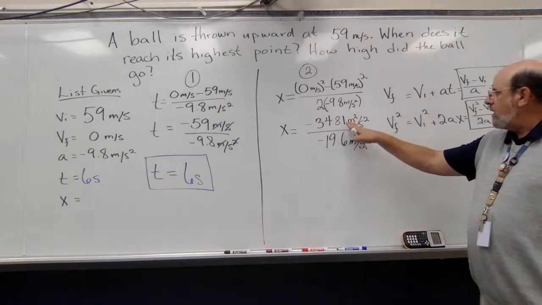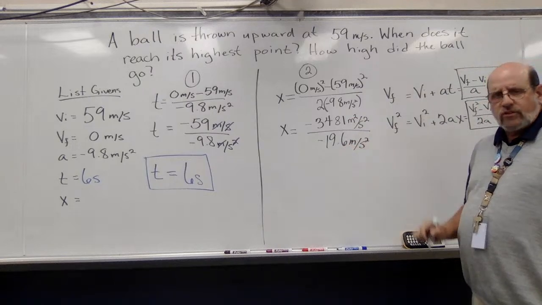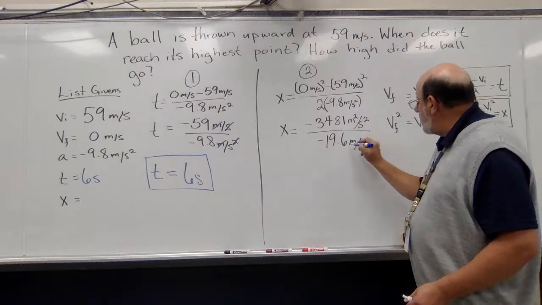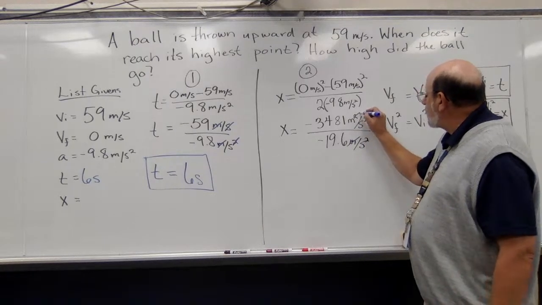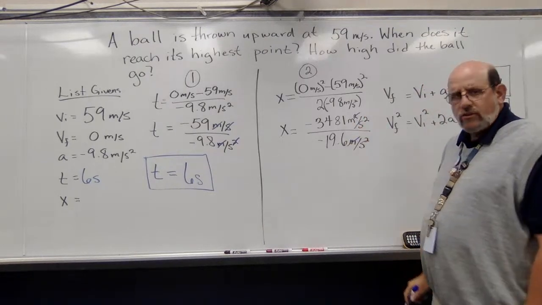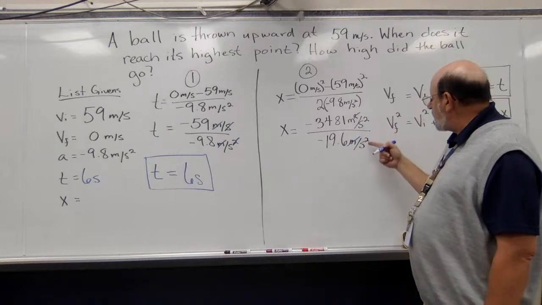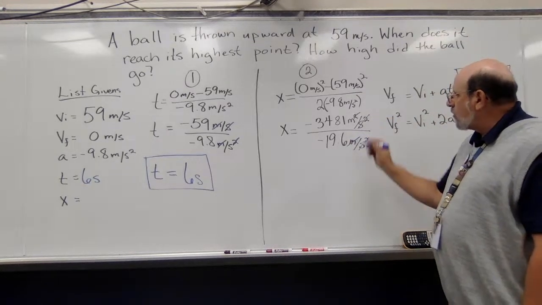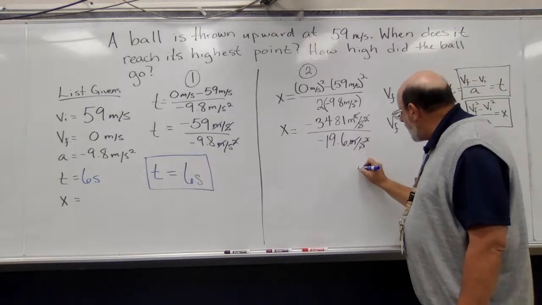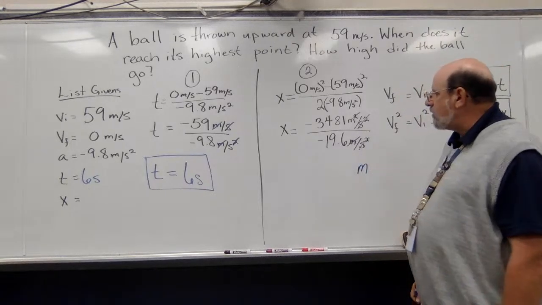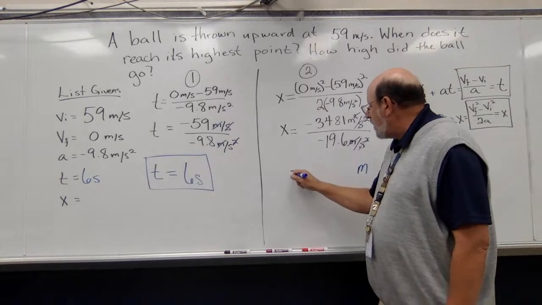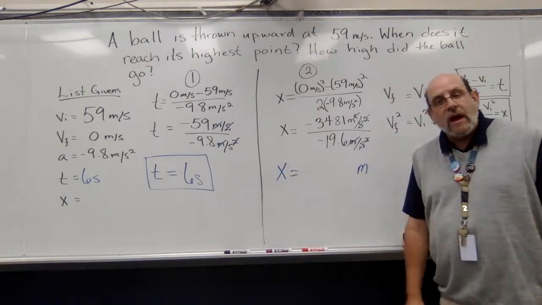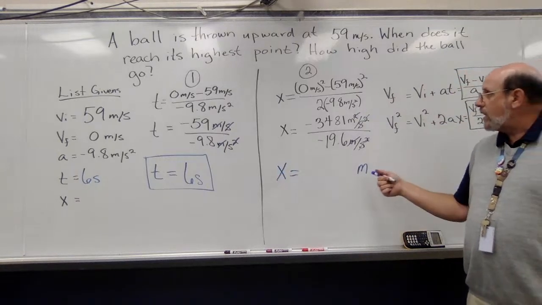Now, I have meters squared and meters, so I can cancel out a meter here and the squared there. That leaves me with meters. I can cancel out seconds squared with seconds squared. They're both exactly the same. So what am I left with? I am left with meters. Is that a unit for distance or displacement? You betcha. So we're on the right track.